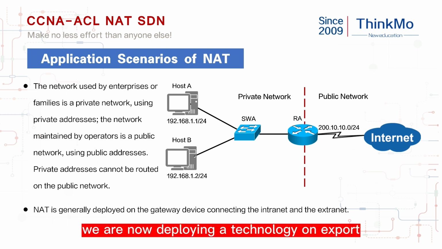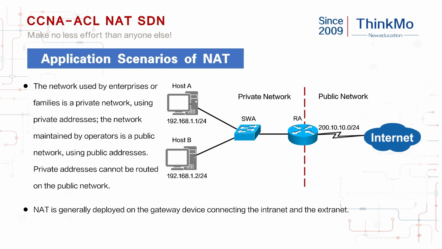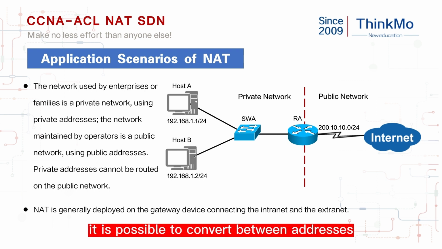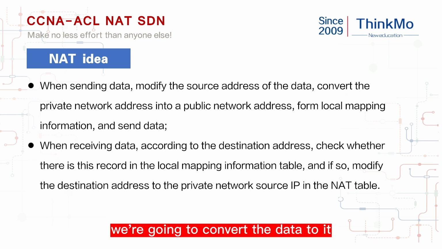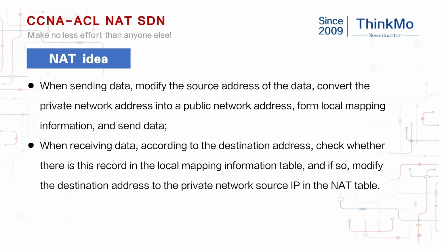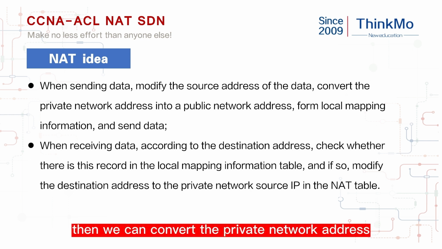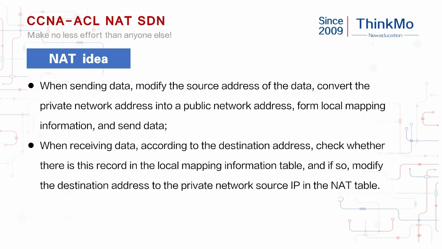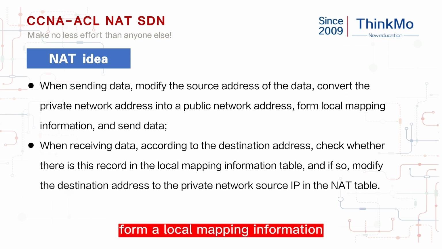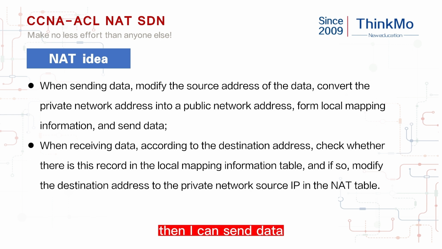We are now deploying a technology on the export called NAT, Network Address Translation. It is possible to convert between addresses. That is, when we are sending data, we modify the original address of the data. Then we can convert the private network address into a public network address, form a local mapping information, and then I can send data.